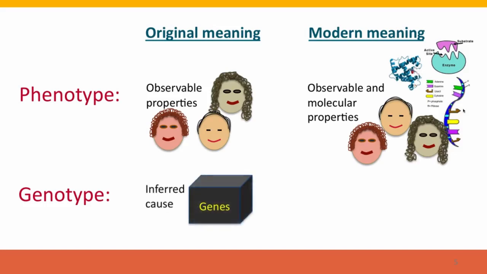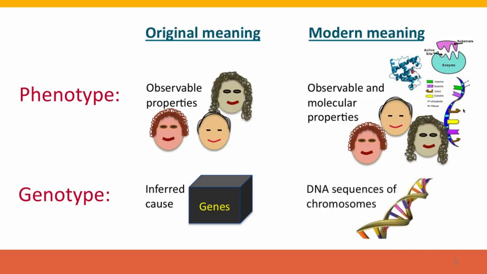When the term genotype was invented, it was because of the brave inference that these phenotypic differences that we see were caused by differences in some mysterious entities which were given the name genes. Different versions of genes were the different genotypes. We now know that this was a correct inference, and in fact, that the different versions of genes are in fact different versions of DNA sequences of chromosomes.